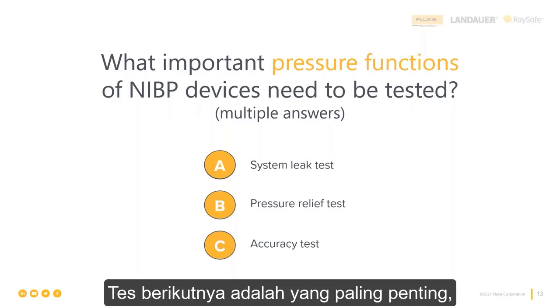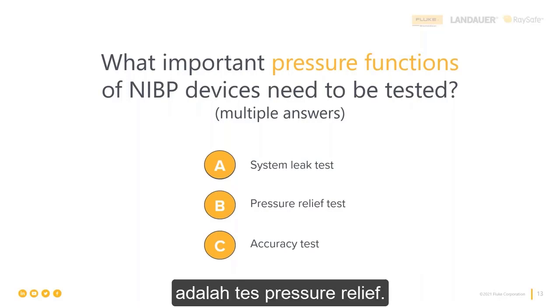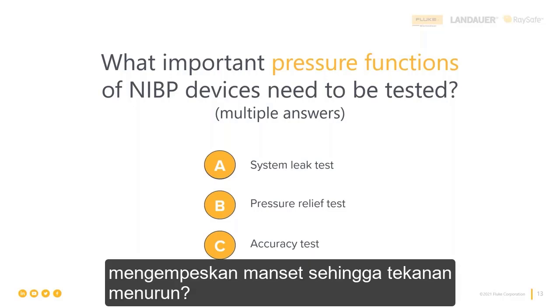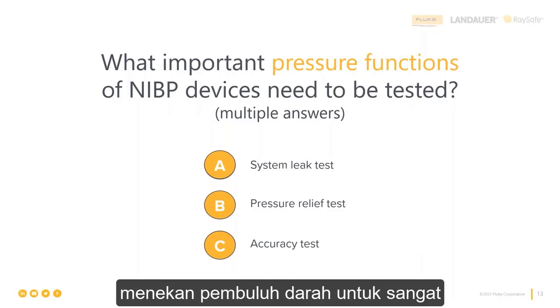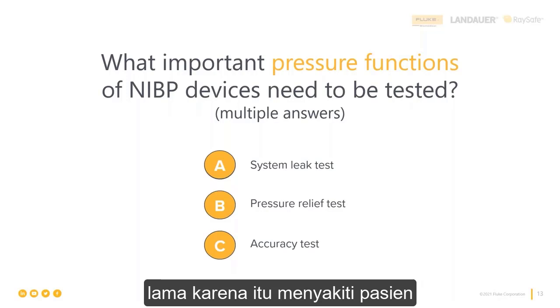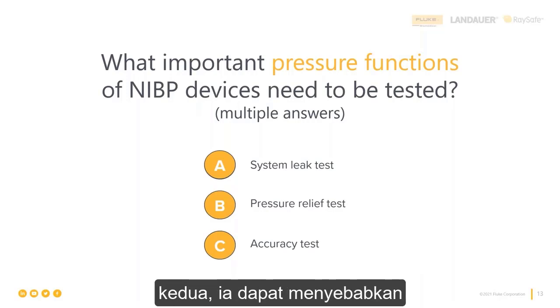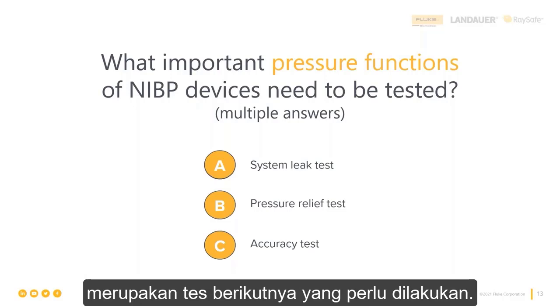The next thing is the most important test that we can do on NIBP, the pressure relief test. At what pressure does the relief valve open and vent the cuff so that it depressurizes? We don't want to have a super high pressure occluding the blood vessels for a very long time. It hurts the patient, number one. And so we don't want to do that. And secondarily, it can do actual tissue damage. So the pressure relief test trip point is the next test that needs to be done.